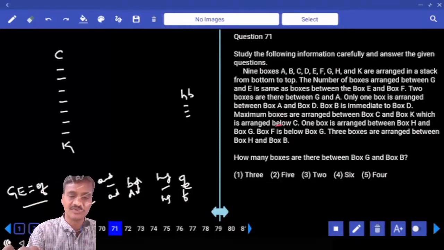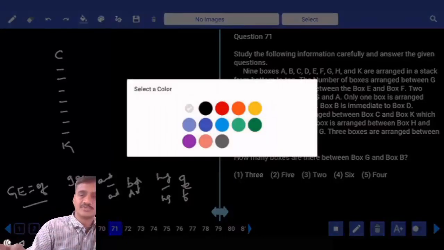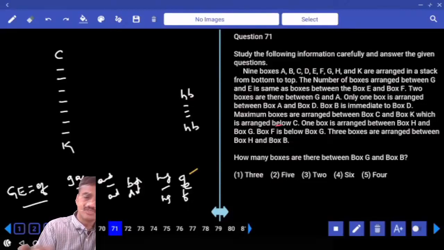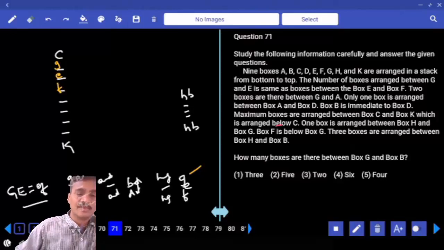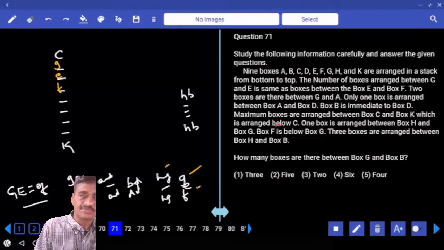Now this is the information we have. And next one. Now let us start with this. Let us start with the GEF order. Now if you have started like this, between H and G there must be exactly 1. Is it possible? Not possible. This case is invalid.